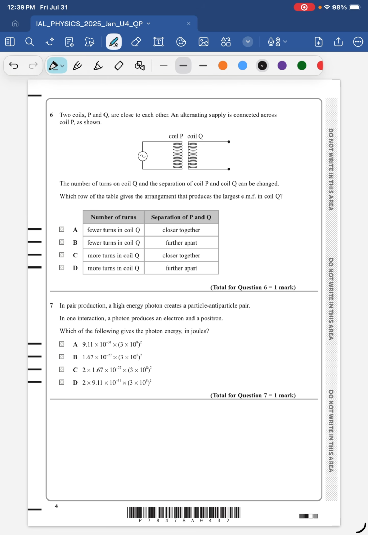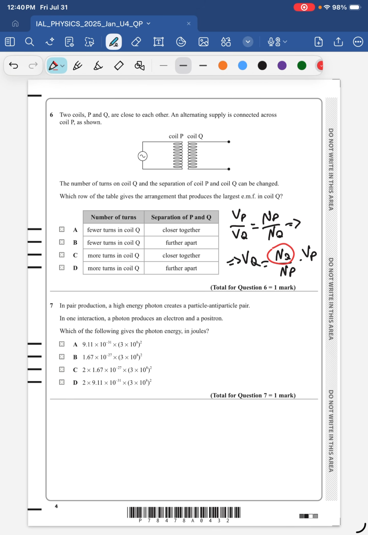Okay, so first of all, the potential difference at P over the potential difference at Q are equal to the number of turns in P and the number of turns in Q. But we are interested in VQ. So VQ will be NQ over NP times VP. So we need the largest EMF. We need more turns, because if we increase the number of turns in Q, we get a larger EMF in coil Q. So it's either C or D.